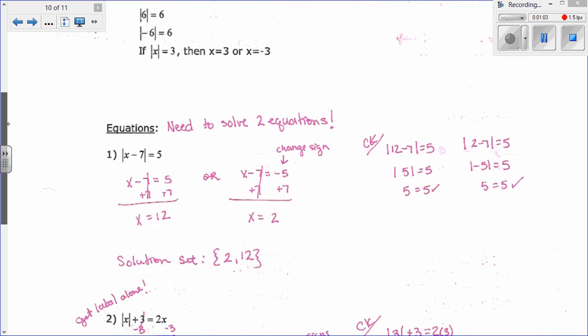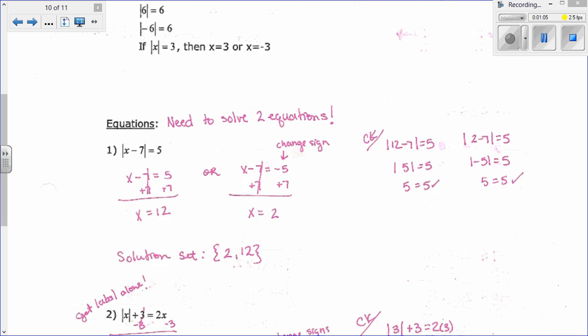So when we're solving absolute value equations, we need to solve two equations. Initially we just drop the absolute value signs, so we get x minus 7 equals 5, and we solve that little equation. I would add 7 to both sides, and I'd get x is 12.